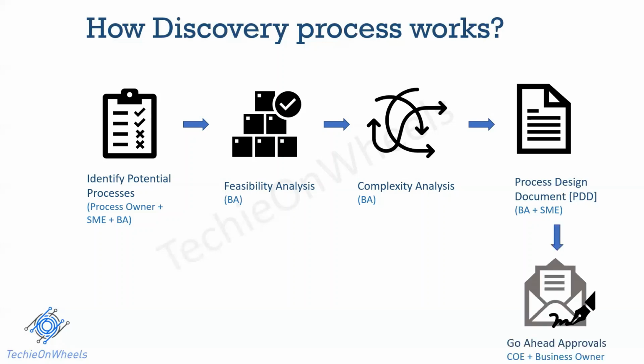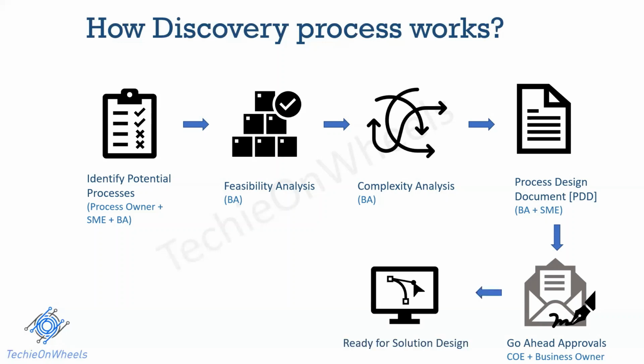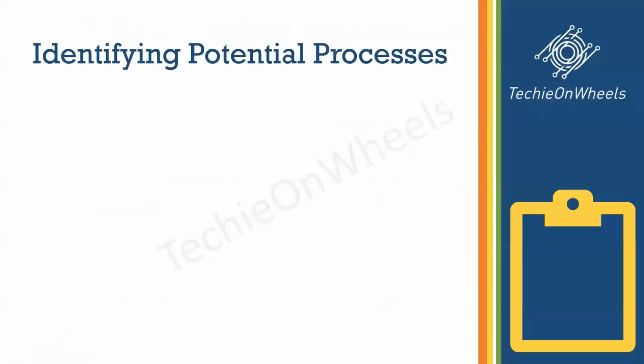COE for their approvals. The COE checks that the PDD is prepared on the standards which have been set by the COE, and then they provide the approval, and the business owners provide the approval based on the process and steps documented in the PDD. Once we have the approvals, we are ready for the next phase, which is the solution design phase. So let's see how to identify the potential process.